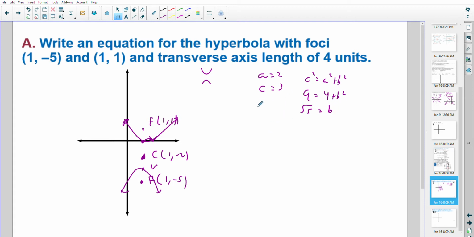All right, now I can go ahead and write the equation of this hyperbola. Y first, because it's up and down, minus -2 over my A squared, over my B squared, and that's all there is to it.